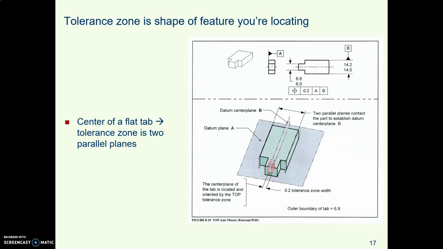If you're controlling the position of a flat thing, then the tolerance zone is 2 parallel planes. Here we are controlling the position of this tab sticking out of this piece. And this feature control frame says the position of the center plane of that flat thing has to land somewhere between 2 parallel planes that are 0.2 apart. And here they are illustrated at the bottom, 0.2 apart. And the center plane of the actual part you make has to land in between there somewhere.